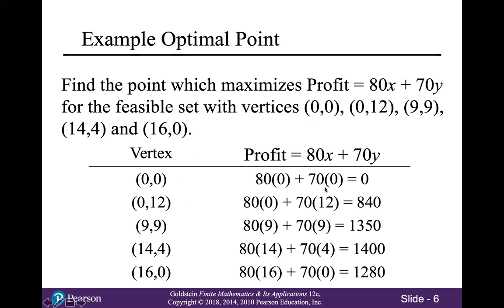However, if you look at these other vertices, you see that the maximum value for the objective function is 1400. That happens when x is 14 and y is 4. In other words, to maximize profit, you should manufacture 14 chairs and 4 sofas.